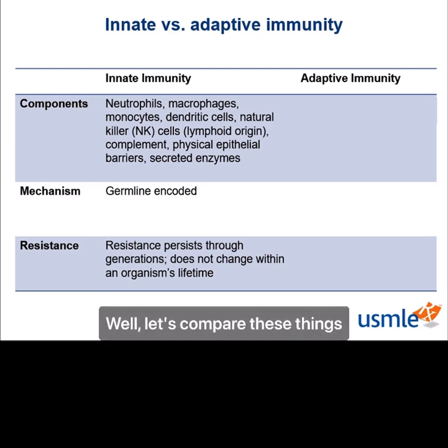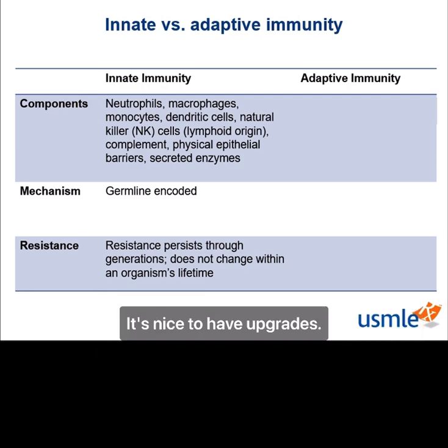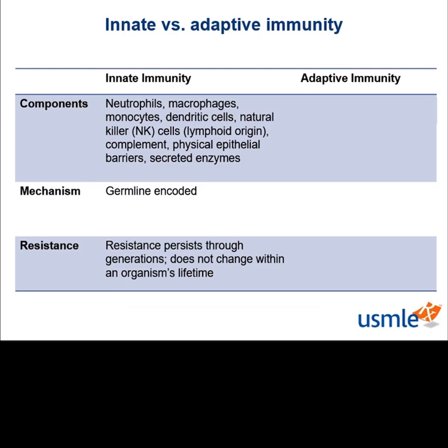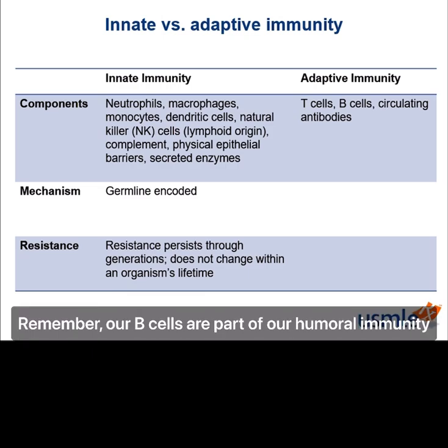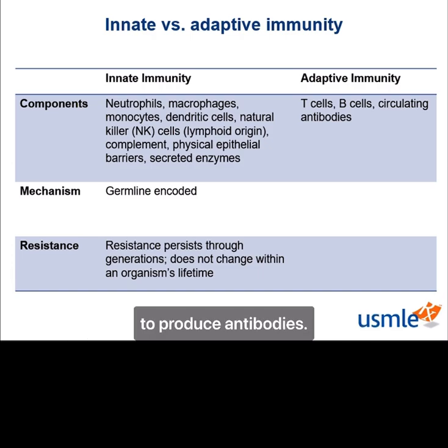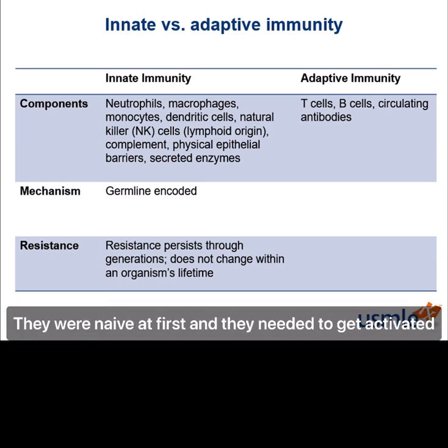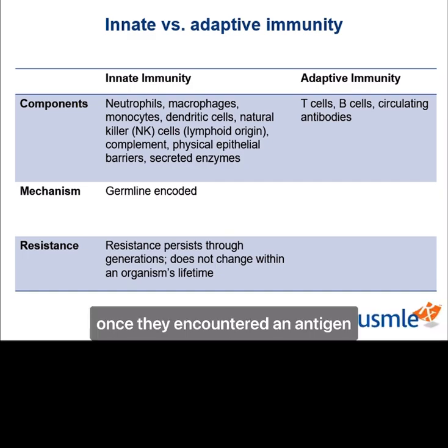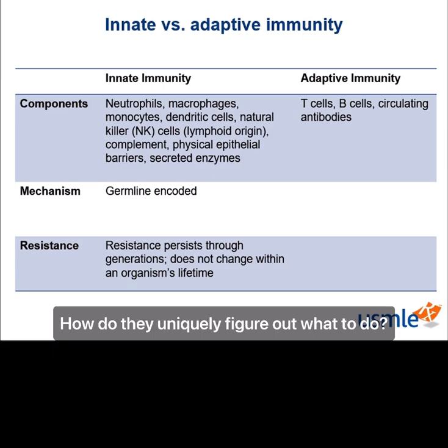Well, let's compare these things to our adaptive immunity. While we can get by with the standard factory model, it's nice to have upgrades. In terms of components, our adaptive immunity has T cells, B cells, and circulating antibodies. Remember, our B cells are part of our humoral immunity that recognize and present antigens. Then they differentiate into plasma cells to produce antibodies. But they didn't naturally just do that. They were naive at first, and they needed to get activated once they encountered an antigen to know what to do. How do they uniquely figure out what to do?